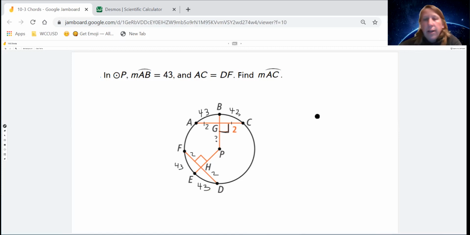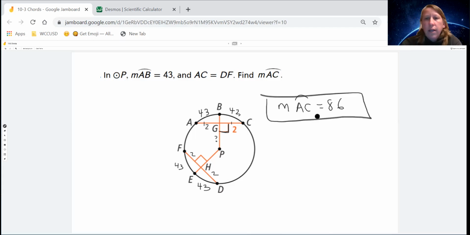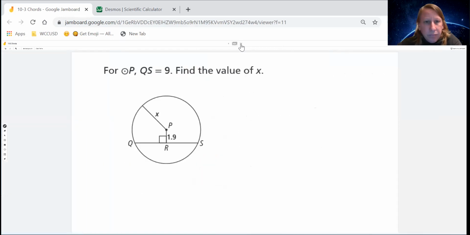Interesting. Okay, so the measure of arc AC is simply, you could use the arc addition postulate, and it's just double. So the measure of arc AC is 43 plus 43, which is 86. Done. You don't really have a lot of work to show on these, but you do kind of have to have a sense of the theorems that we're talking about today.